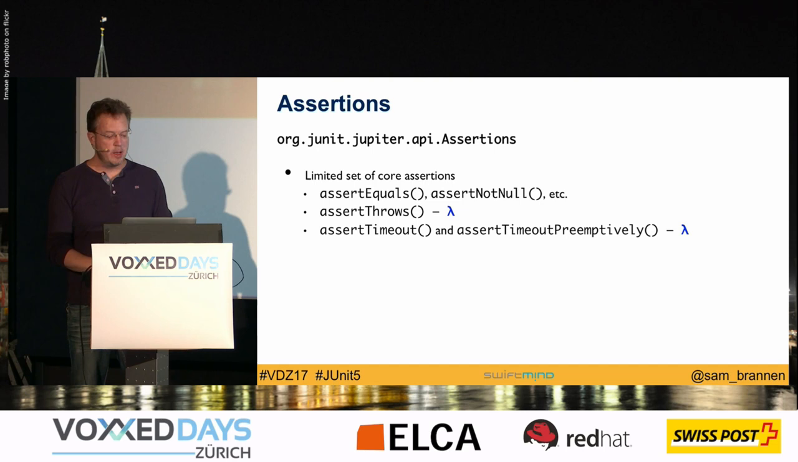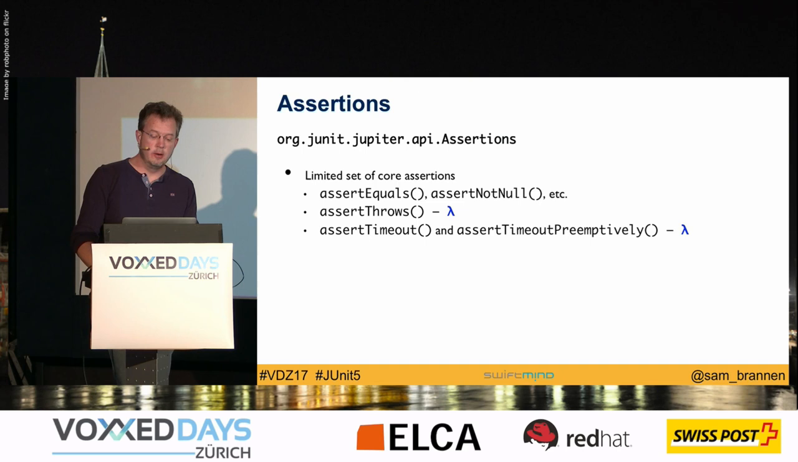For timeouts, instead of having that via a rule or annotation like in JUnit 4, we also do that with something we call assertTimeout or assertTimeoutPreemptively. So the first one just runs the code in the same thread, and it's not going to preemptively kill the code if it runs too long. But you could alternately use assertTimeoutPreemptively. That'll start it in a new thread, and both of these take lambda expressions for the bit of code you want to run and make sure it doesn't run too long.